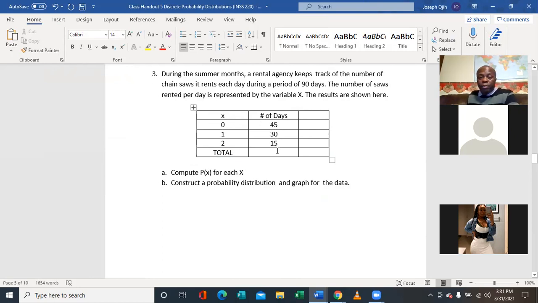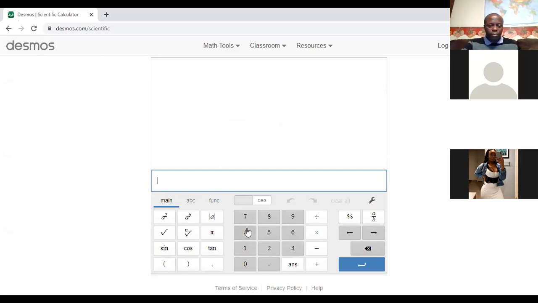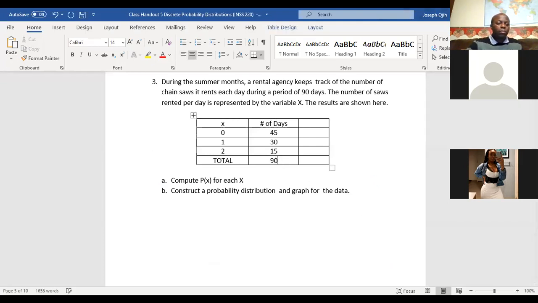So now we're going to add 45 and this to get the total. Let me add them down. 45 plus 30 plus 15, that's 90. Those are 90 days. So I'll take you back. We added them and we get 90. So the probability now becomes P(x). The probability that you rented no chainsaws. Solution, let's look at part A.